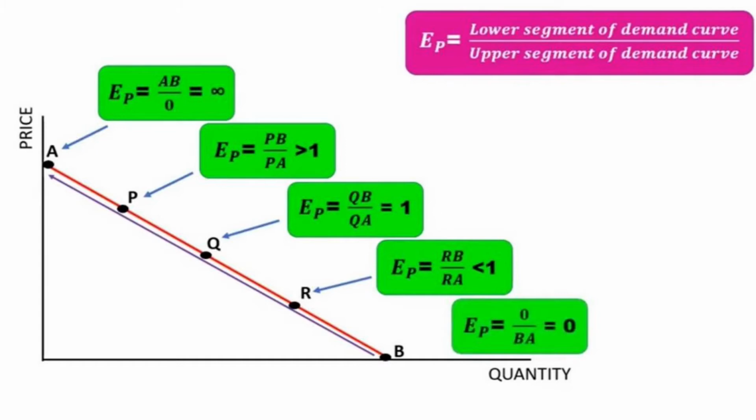So the next stage you can see it decreases from A to P and P to Q and Q to R and R to B. It keeps on reducing the level of consumption comparatively with the previous one. That is the lower segment of the demand curve divided by your upper segment of the demand curve. It keeps on changing and comes to 0. So these are the changes you can see in the geometric method.